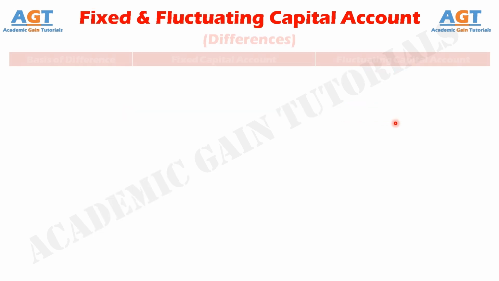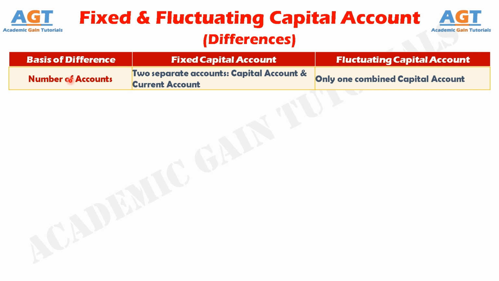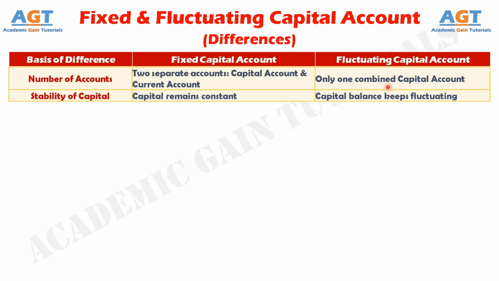So, let's look into the basic differences between fixed capital account and fluctuating capital account in a tabular form. Difference number 1. Under the fixed capital method, two accounts are maintained for each partner, whereas under the fluctuating capital method, only one capital account is maintained. Number 2. In the fixed capital method, the capital balance remains constant, whereas in the fluctuating capital method, the capital balance changes frequently.